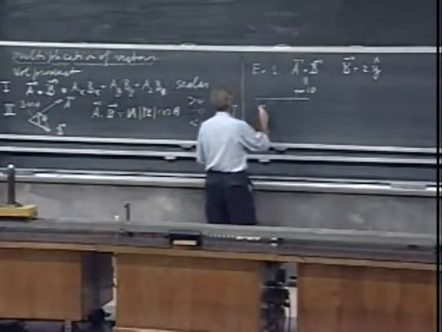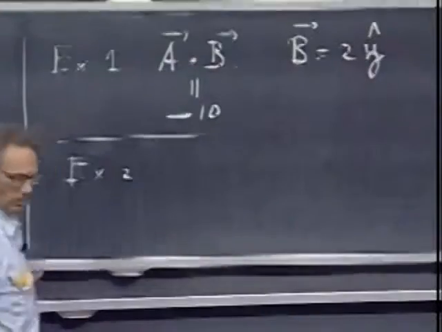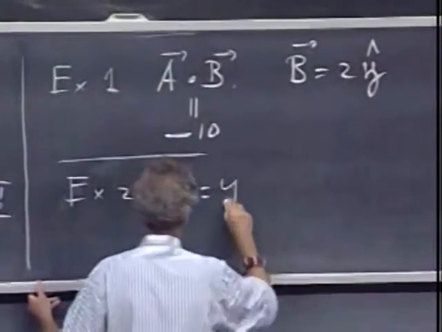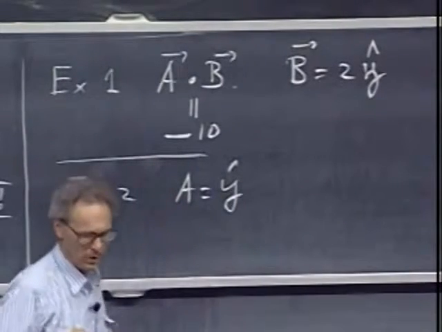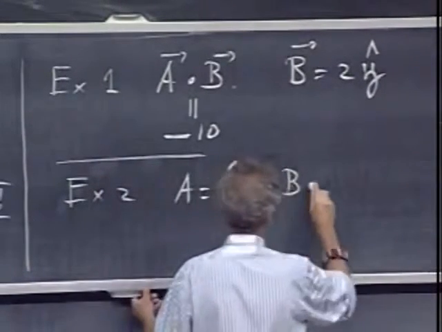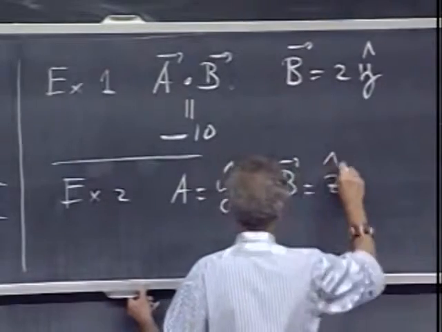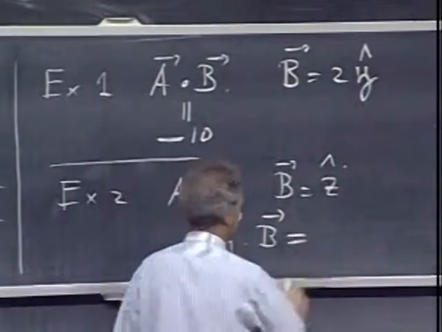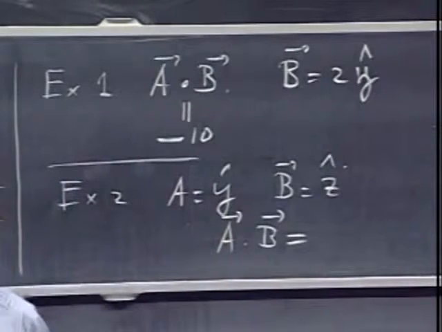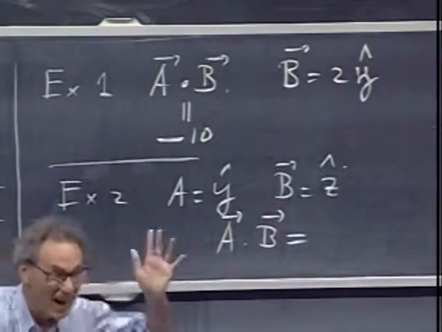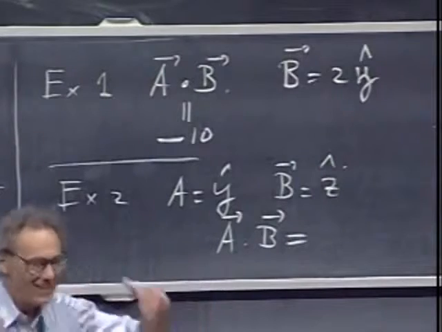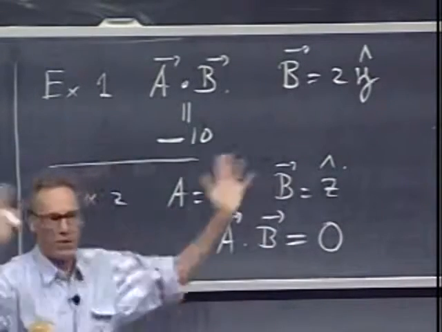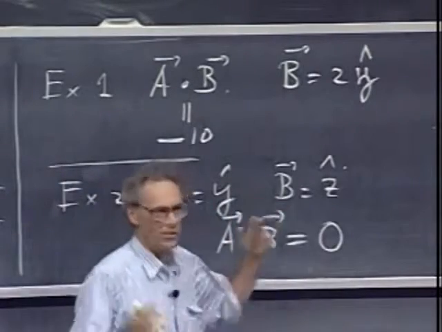I can give you another example. Example 2. Suppose A itself is the unit vector in the y direction, and B is the unit vector in the z direction. Then A dot B is what? I want to hear it loud and clear. 0. Yeah, 0. It is 0. You don't even have to think about anything. You know that these two are at 90 degrees.